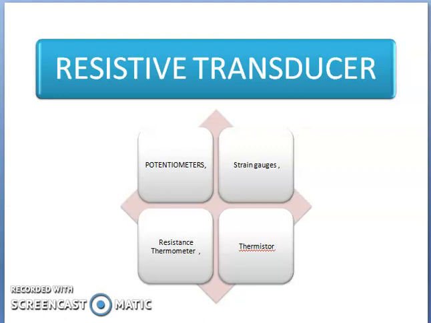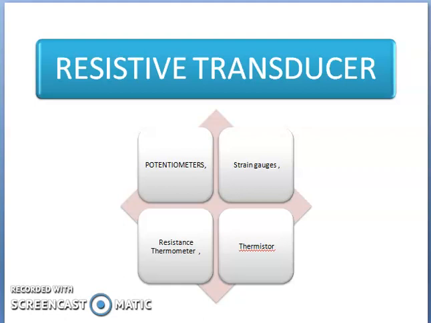Hello. In this lecture series, we are going to study about the resistive transducer. The main objective of this session is the basic principle of resistive transducer, advantages and disadvantages of transducer, and applications of the transducer. And one example of resistive transducer, that is potentiometer. These are covered in this lecture series.